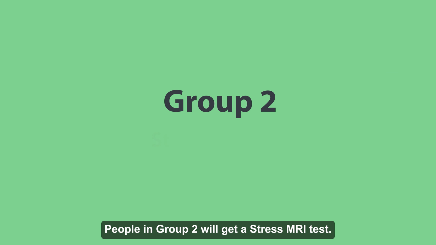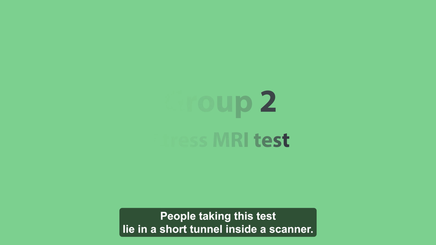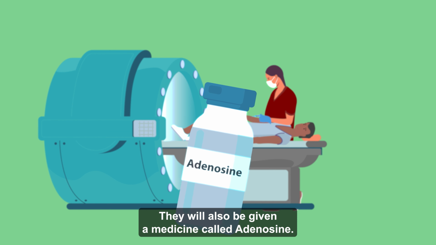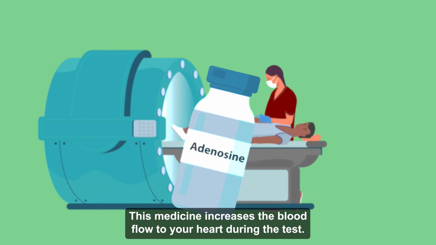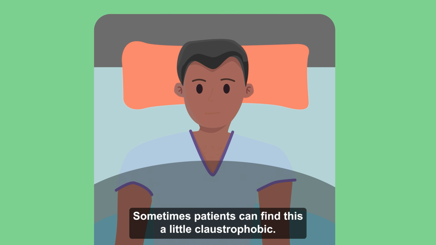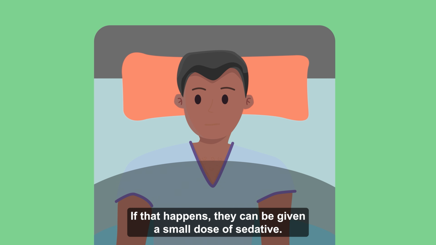People in Group 2 will get a stress MRI test. People taking this test lie in a short tunnel inside a scanner. During the scan, they will have an injection of MRI contrast medication. They will also be given a medicine called adenosine. This medicine increases the blood flow to your heart during the test. Sometimes patients can find this a little claustrophobic. If that happens, they can be given a small dose of sedative.